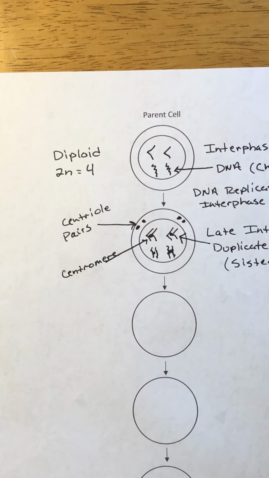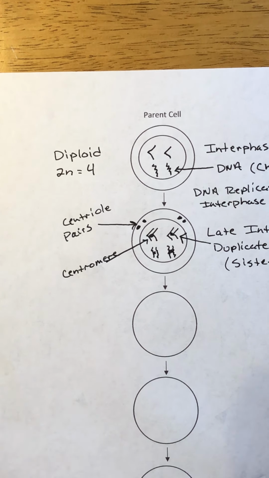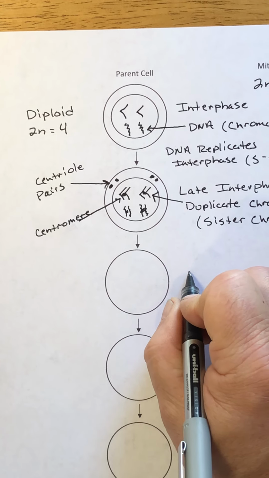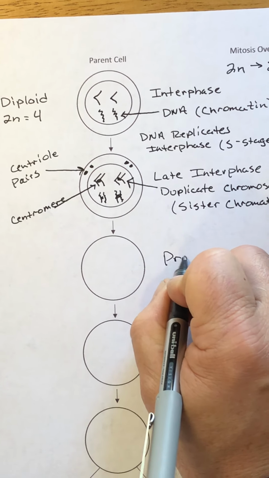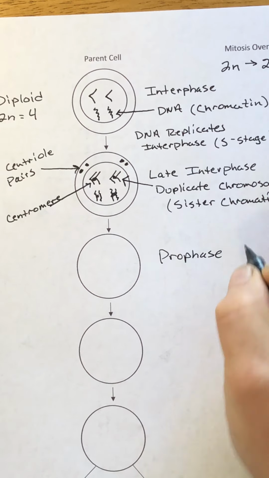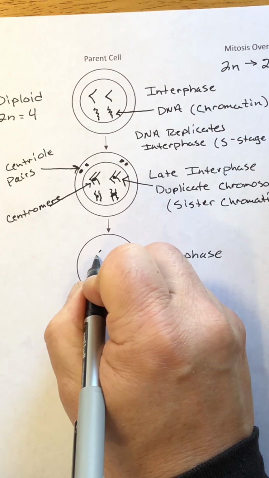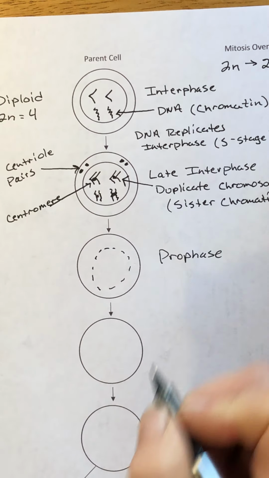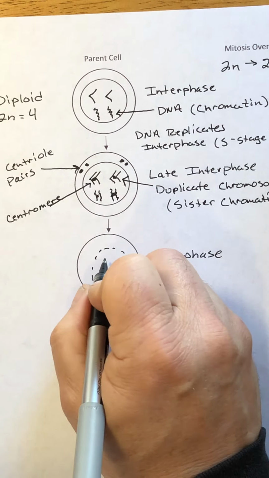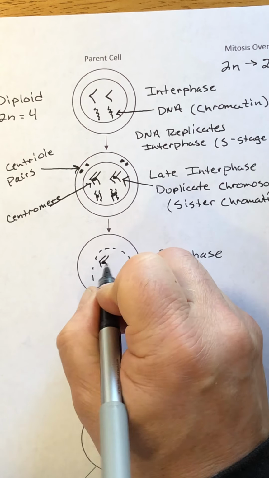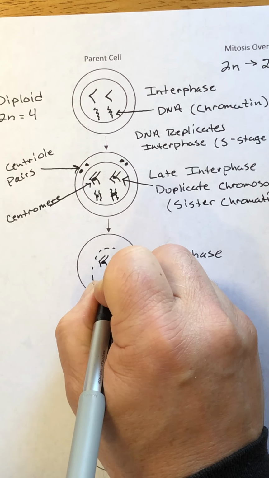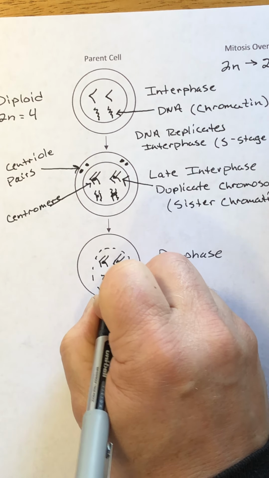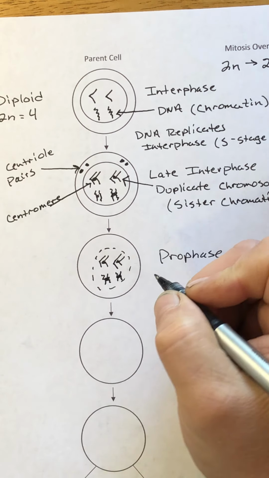Alrighty, so let's see if we can pick this up a little bit and get to the end before we run out of time. The next cell is, so after interphase we have prophase. And during prophase, the nuclear membrane starts to break down. And so the chromosomes, the duplicate chromosomes, have now completely condensed and formed those pairs, those sister chromatids, still held together by that little structure, that centromere.